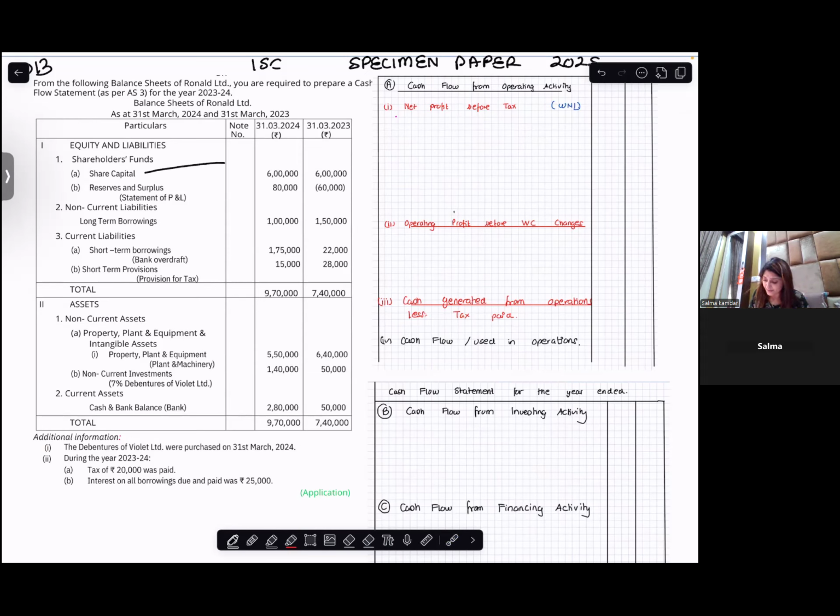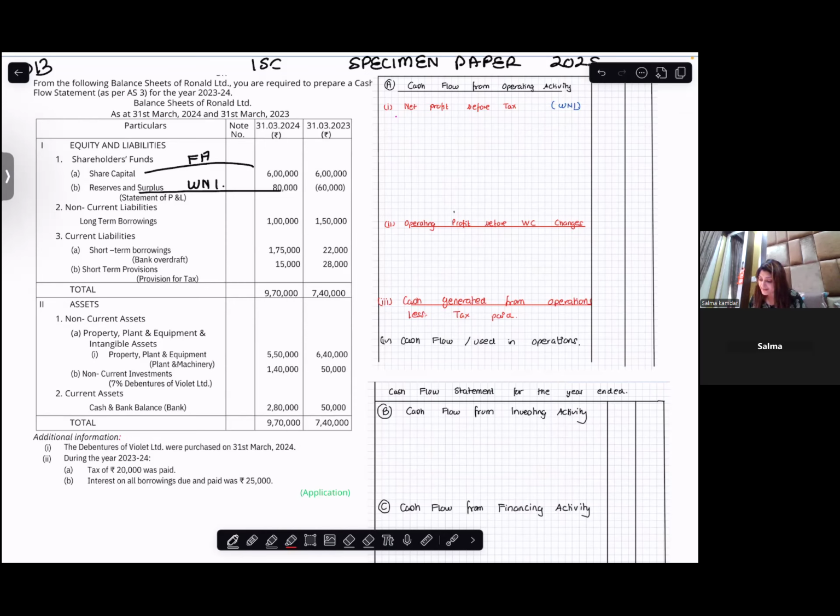I have my share capital over here. Share capital looks intact. You should know that this goes in financing activity and the reserves and surpluses goes in working note number one. That means financing activity would not have any changes because of the share capital. Keep that in mind. Share capital goes in financing activity, reserves and surplus goes in working note number one, and sometimes your reserves and surplus would have a note to account.